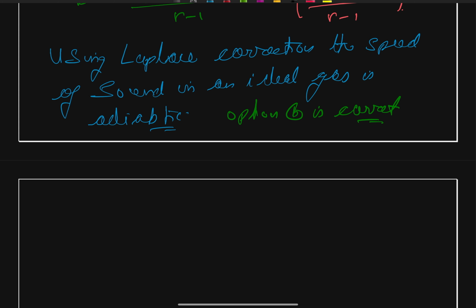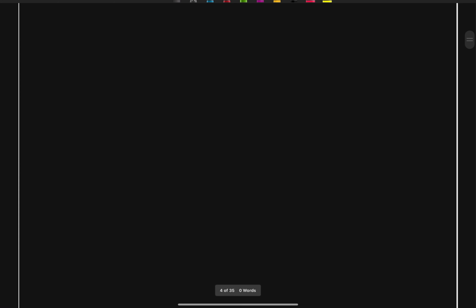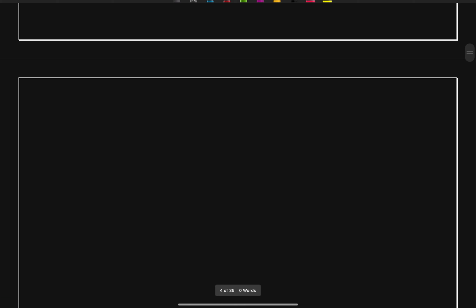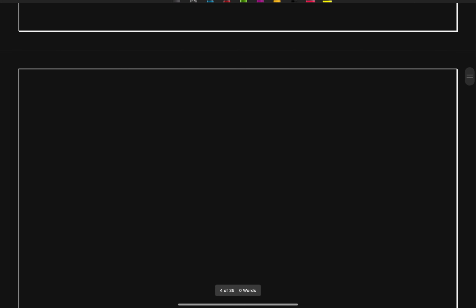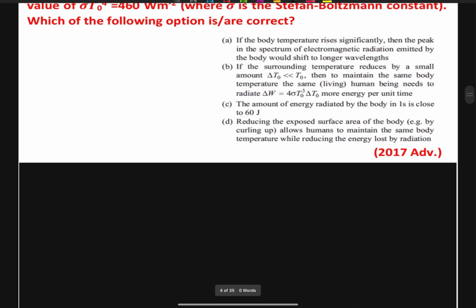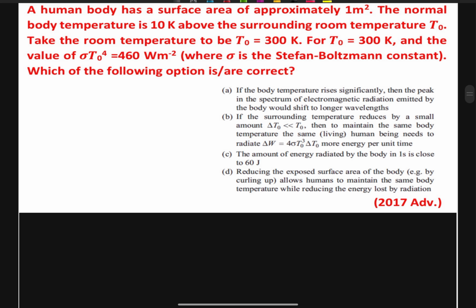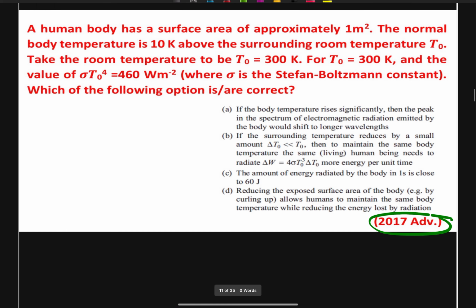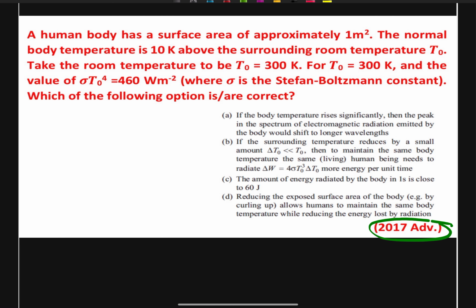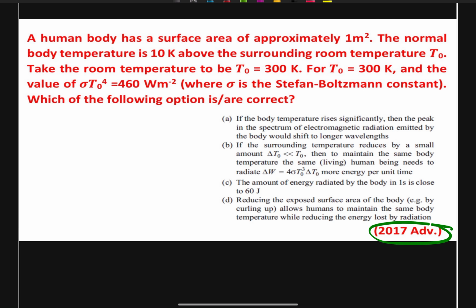So next question. It states that it was also asked in the 2017 Advanced, and it states that a human body has a surface area of approximately 1 meter square.